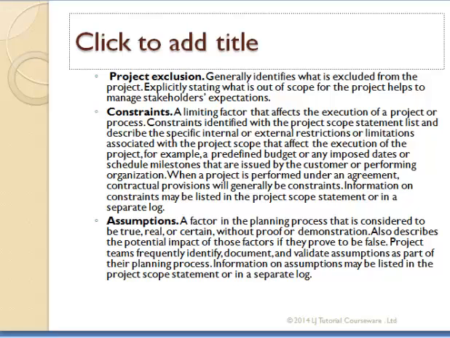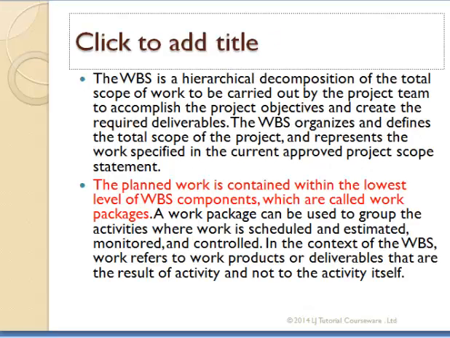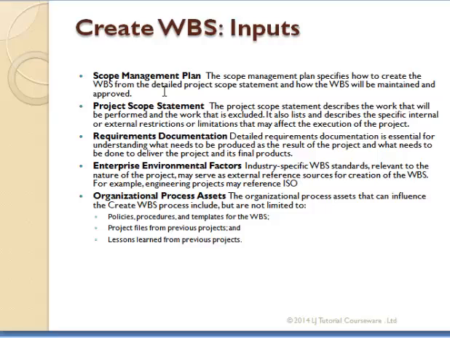Now, we also create the WBS after identifying the scope. The WBS is a work breakdown structure. This is the process of subdividing the product deliverables into smaller units. Now we break it into various units and we create a WBS document. Now what are the inputs? We bring in the project management plan, the project scope statement, the requirement documentation, and the EEF and the OPA.